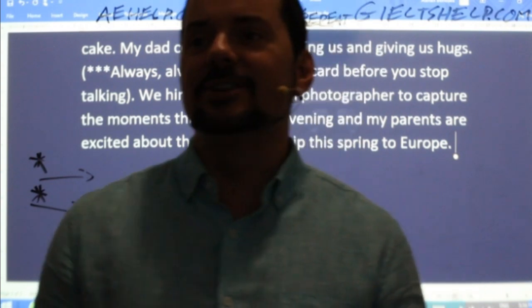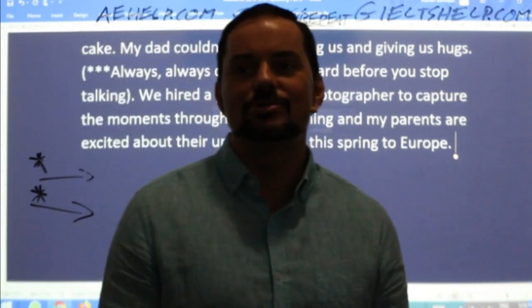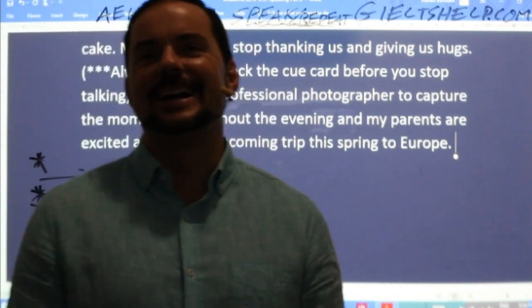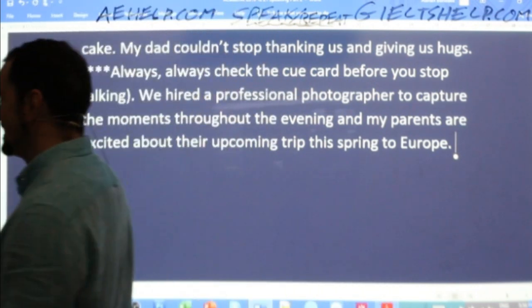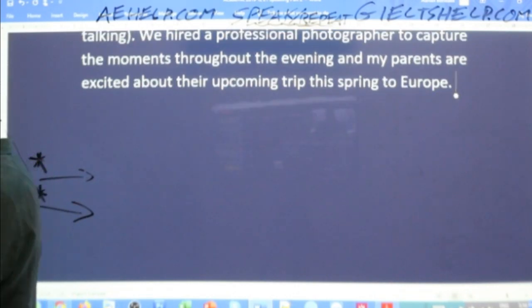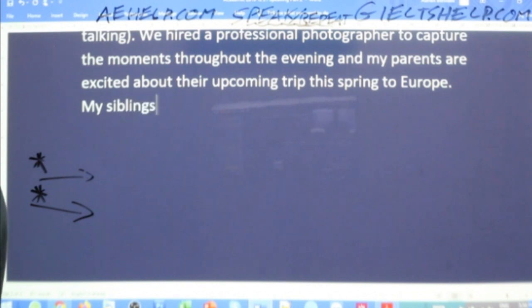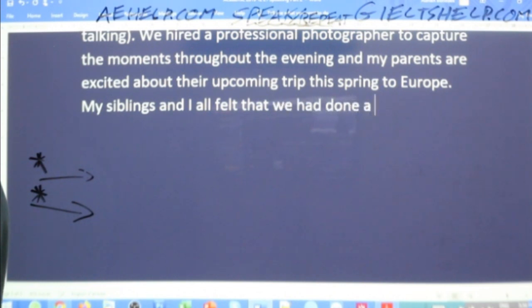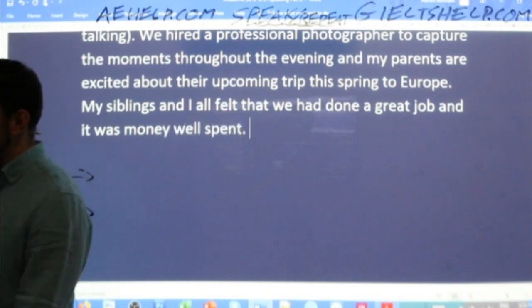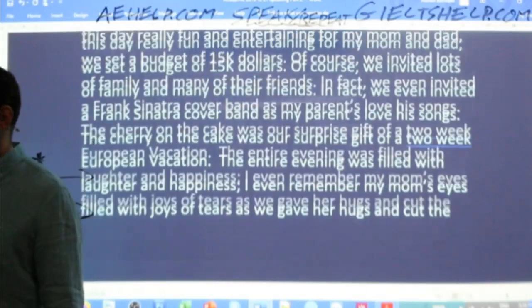Akash says, at the end of the party, my father even let me drive his car that he never allowed me to take before. Sure, Akash, I like it. Okay, that's good. All right. So, my siblings and I all felt that we had done a great job and it was money well spent. All right. Okay, students, so that's it.